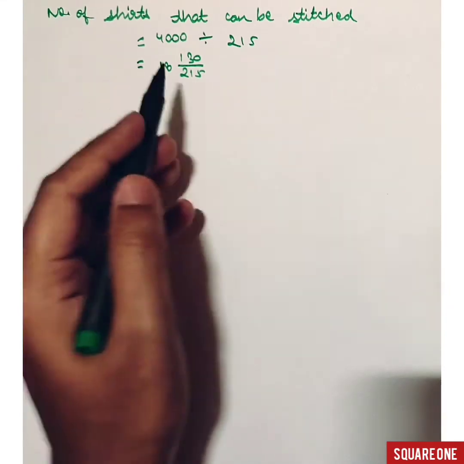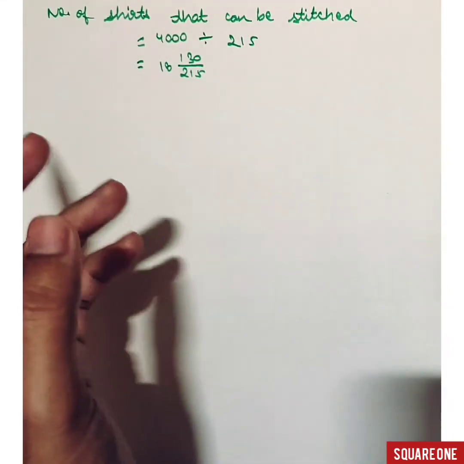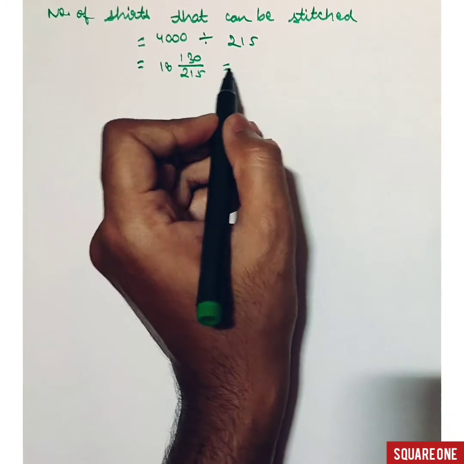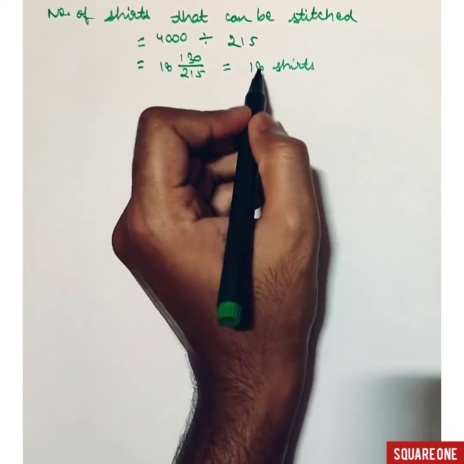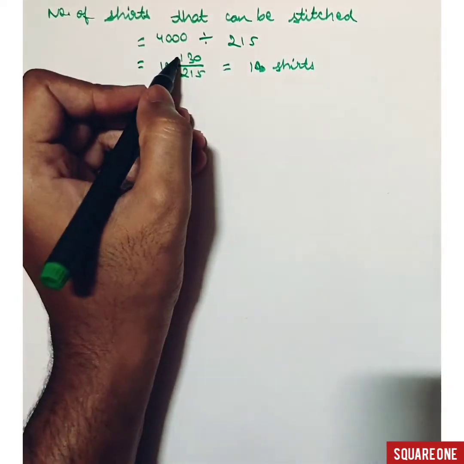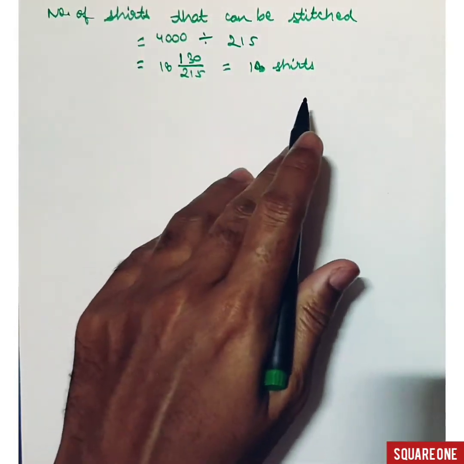This is a part of a shirt, 130 upon 15. So the total number of shirts that can be stitched will be 18 shirts only. We cannot include a part of a shirt. We have to only tell about the completed shirts.